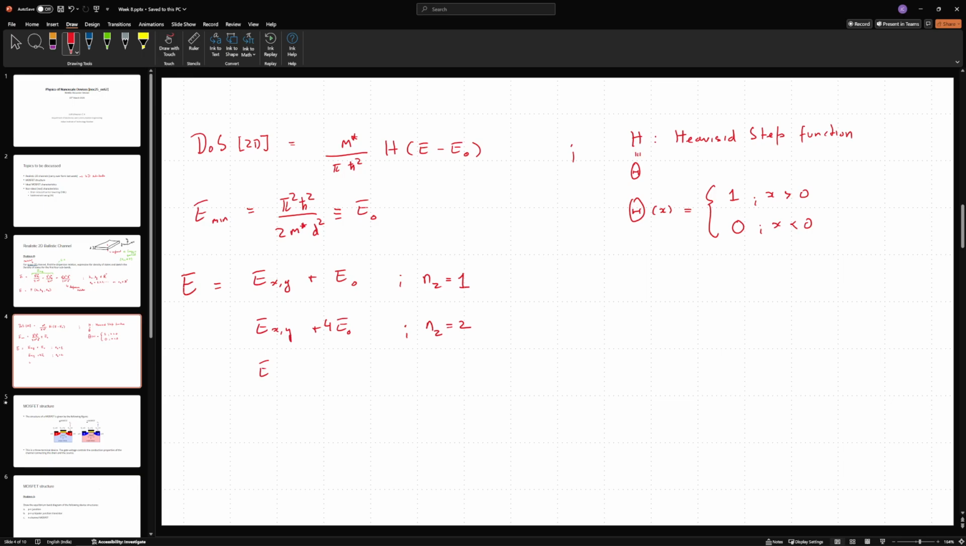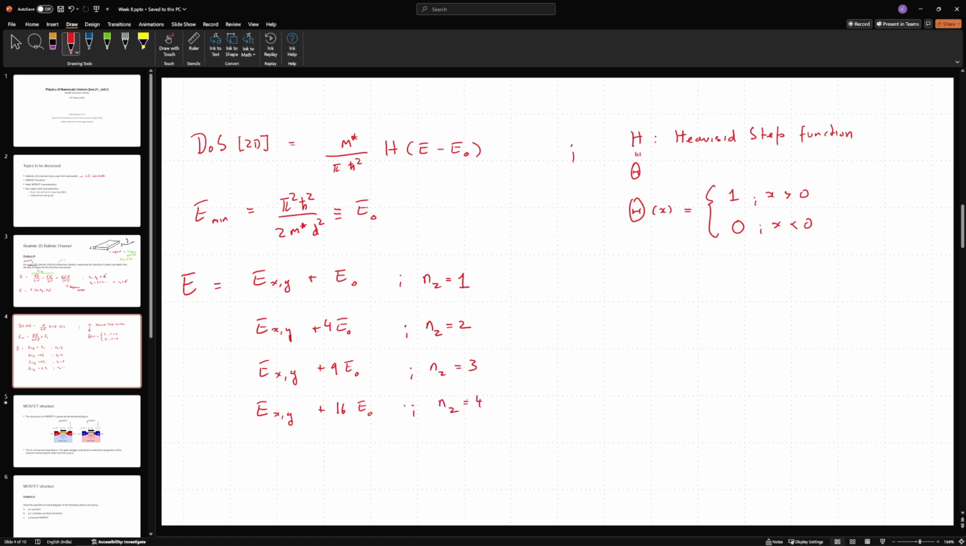And the third case, since I've asked for the four subbands, let me write all of them here. Exy plus 9 E naught. This is the case for nz equal to 3. And Exy plus 16 E naught. This is the case for nz equal to 4.